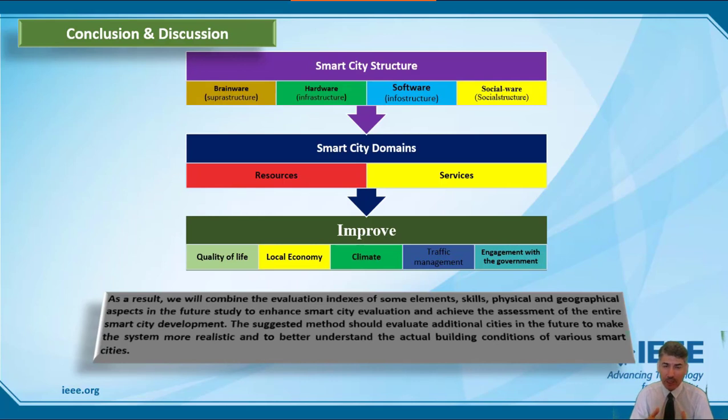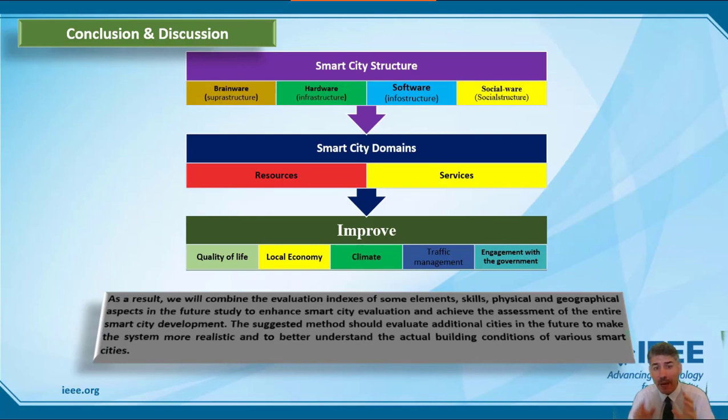So if we come back to our result, there's a conclusion. You say smart city structure, okay, we have four main structures and we must extract. That's where we have three structures, but we must add the social structure. For the smart domain, we have resource domain and service domain, the semantic structure, semantic domain to improve the quality of life, local economy, climate, traffic management. So it means for the conclusion, you must have this.